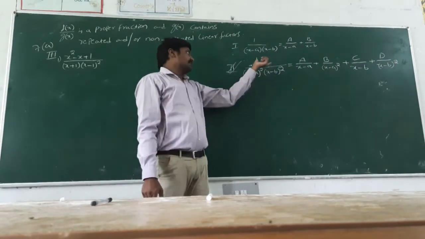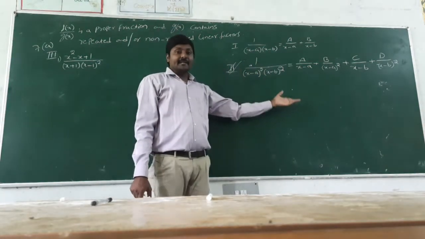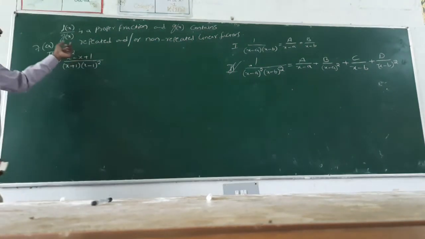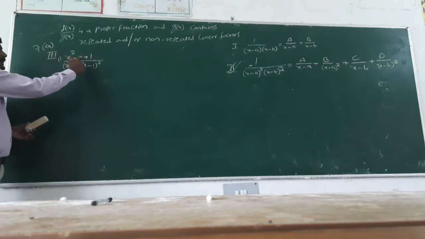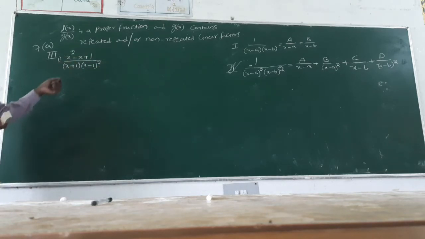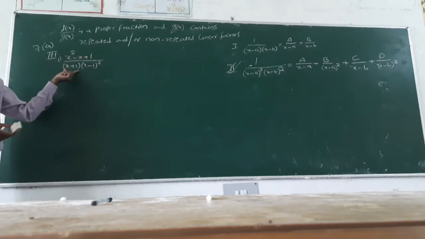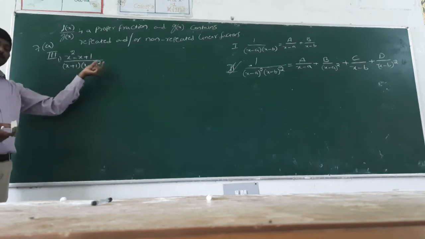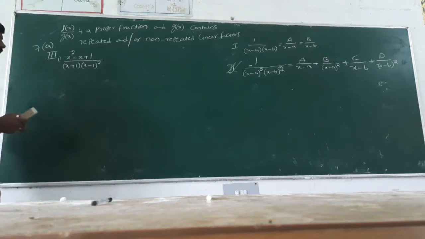Here, first of all the fraction is a proper fraction and g(x) contains repeated linear factors. We discussed one example from exercise 7(a), third Roman numeral, first problem: (x squared minus x plus 1) by (x plus 1)(x minus 1) whole square. Observe the fraction; it is a proper fraction, and g(x) contains a repeated linear factor. (x minus 1) whole square is a repeated linear factor and x plus 1 is a non-repeated linear factor.